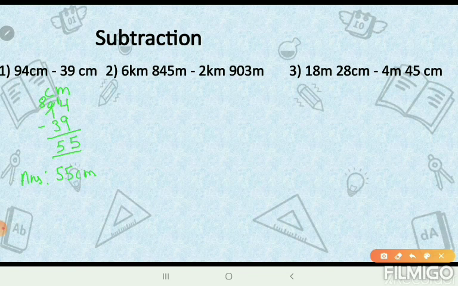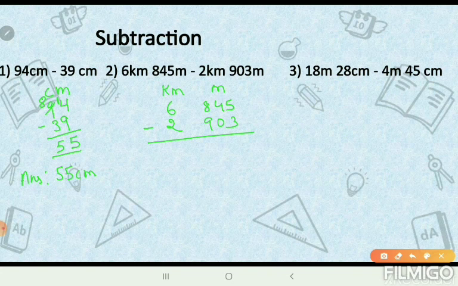Okay, let's see the second question. There are two different units. So the first step is we need to arrange in columns of different units. 6 kilometer 845 meter and 2 kilometer 903 meter. You are going to subtract.